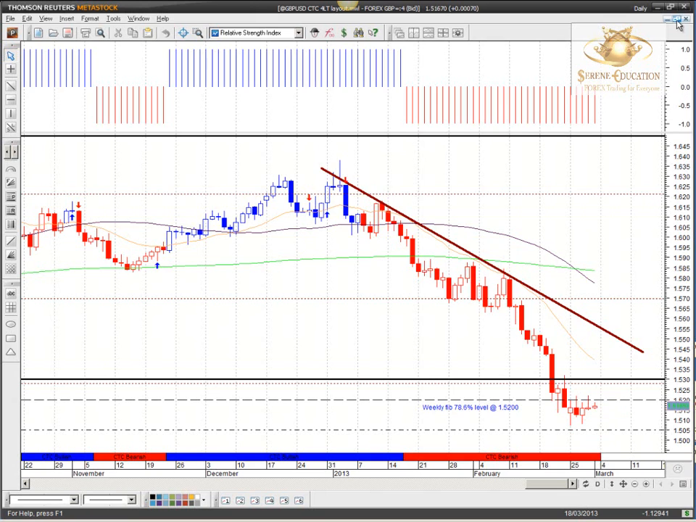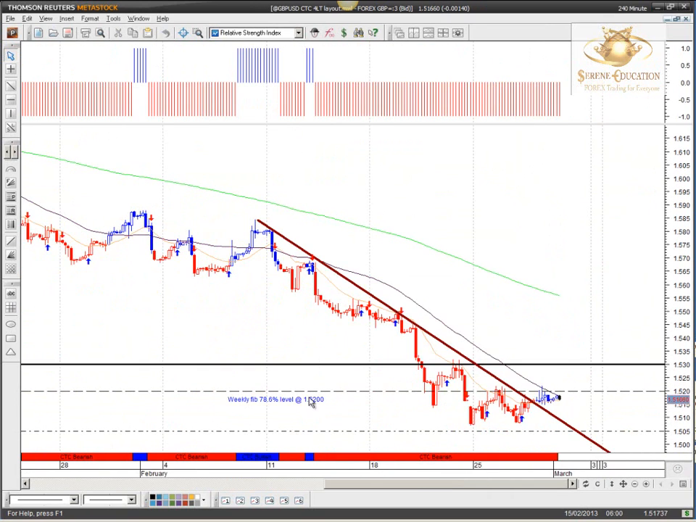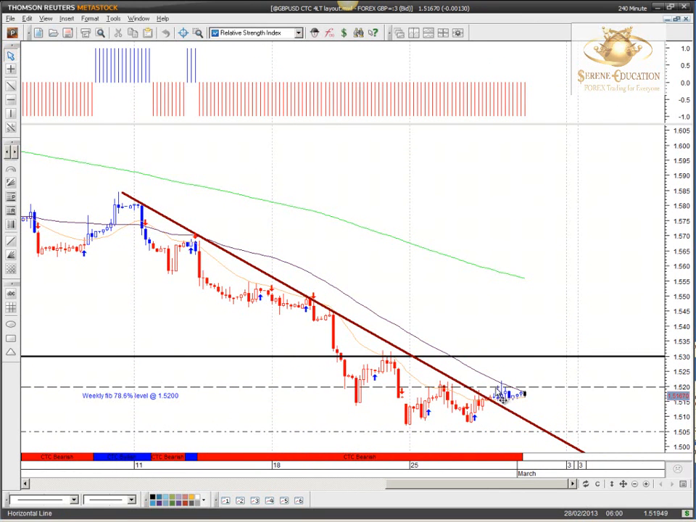So plotting those lines on my 4 hour and my hourly is important. There's my dashed line at 78.6, which is my weekly area. You can quite clearly see the resistance over the past couple of days. Price is not wanting to go higher than that, and in doing so, it's not forming any higher highs, which is still telling me that price is looking negative.